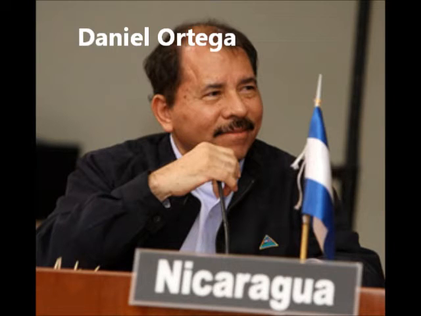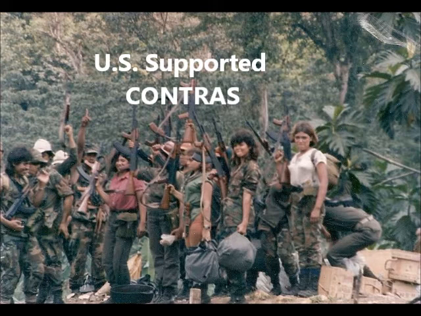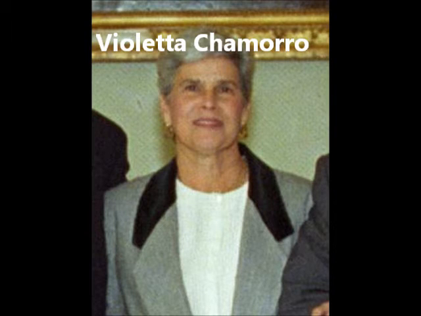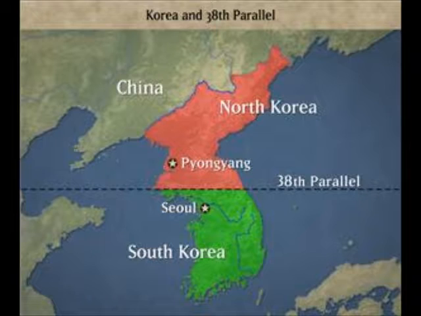The Civil War lasted until 1990, when free elections were held, and a democratically elected president named Violeta Chamorro was elected. Democratically elected leaders were also chosen in the 1996 and 2001 elections.